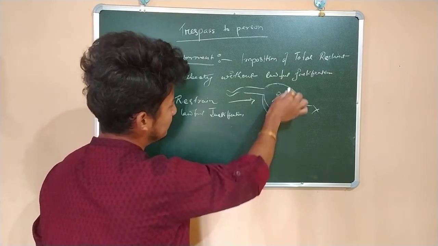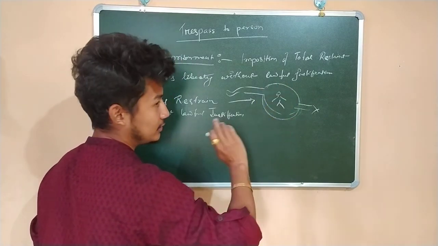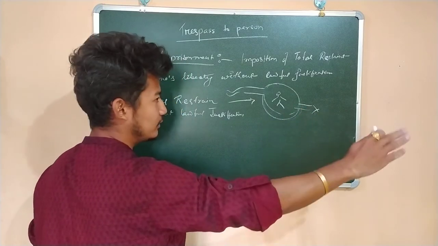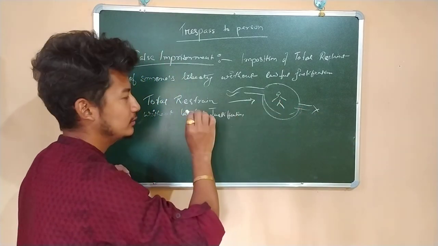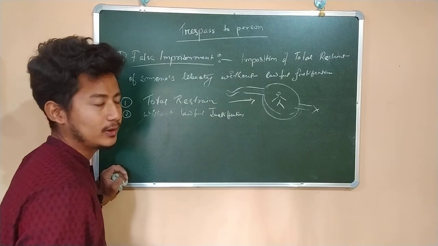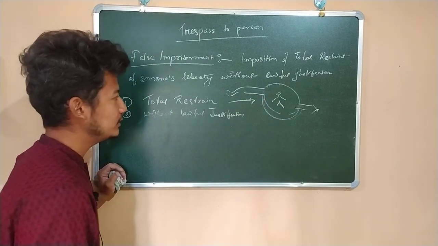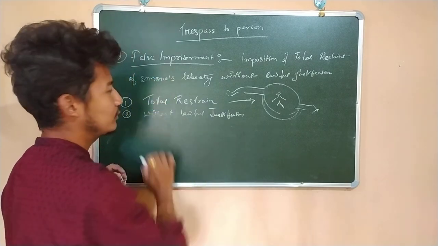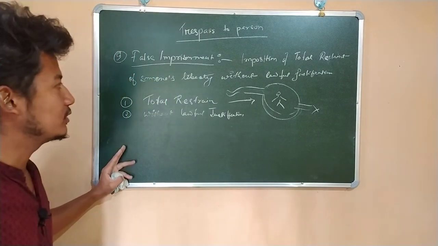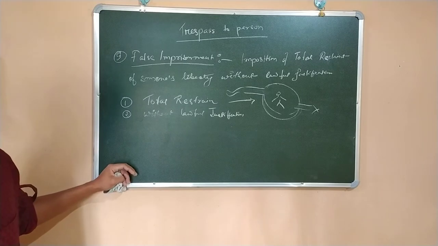It means a complete restraint. It is not like that he was not allowed to go this way, but he was allowed to go this way. So that is not a total restraint. If it is only a partial restraint, it will not be counted under false imprisonment. That cannot be said to be false imprisonment. Very simple.